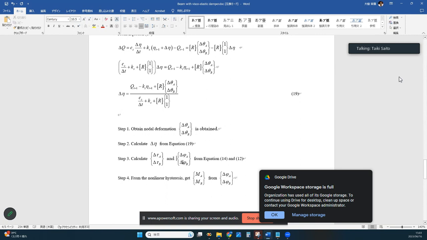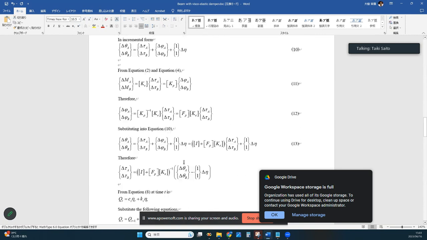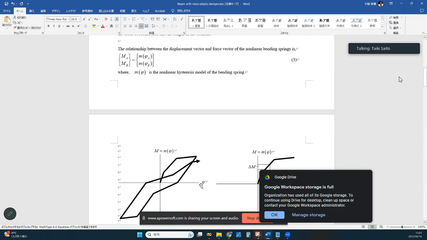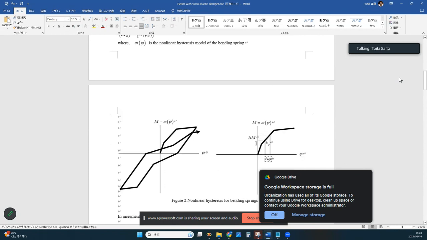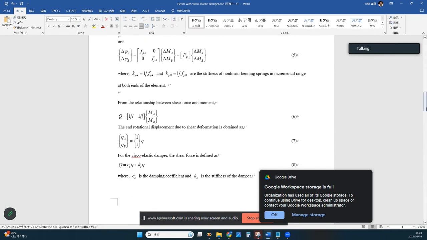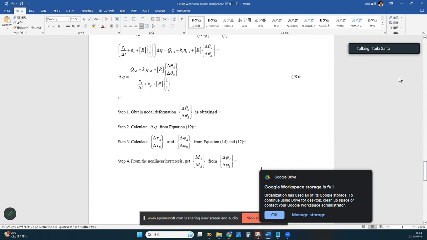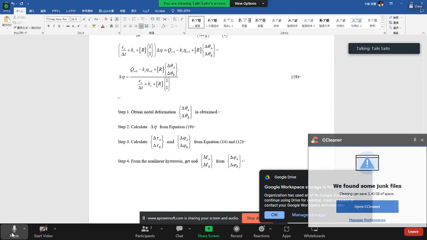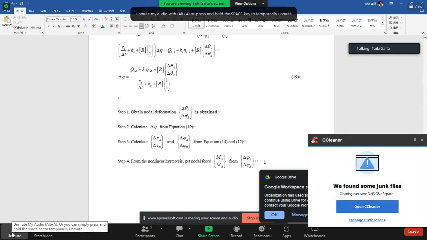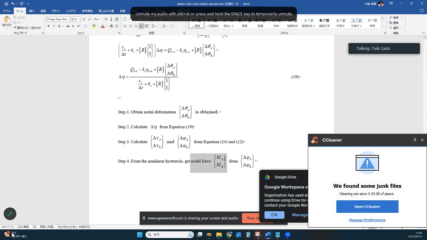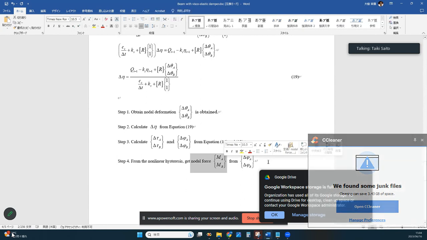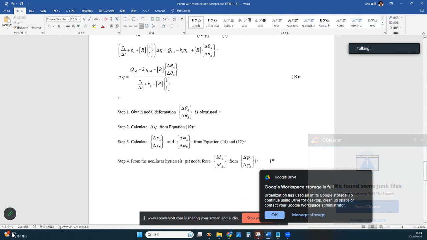And if we know the nonlinear deformation, we use the hysteresis model to get the force increment, right? And finally, we will get the nodal force. And the nodal force is used for the time integration method. So we go back to step 1, next step. So this is the process.